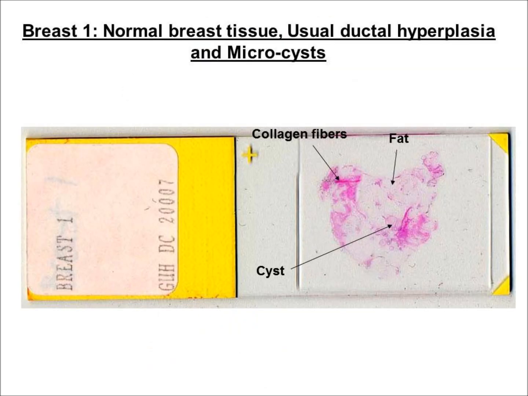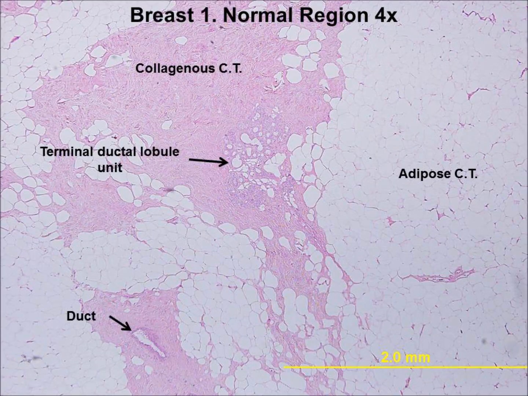Place a slide labeled breast 1 on a sheet of white paper and examine it by eye. Observe that the section contains clear regions of fatty tissue interspersed with dark streaks of eosinophilic staining collagen fibers. Near the center of the sample, note the presence of small cysts. Examine the slide under the 4X objective lens and locate one of the darker staining regions. You will observe that it is composed of collagenous connective tissue, while the surrounding light staining region is composed of adipose tissue. Locate a normal terminal ductal unit and switch to higher power.